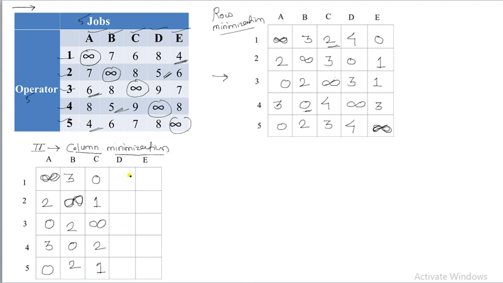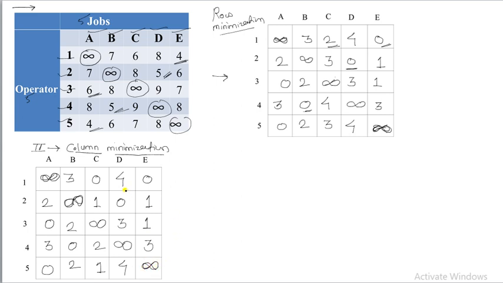In the fourth column, the smallest value is 0, so this column will remain as it is. 4 minus 0 is 4, 0 minus 0 is 0, 3 minus 0 is 3, infinity we are not changing, and 4 minus 0 is 4. In column E, the smallest value is 0. Again it remains the same: 0 as it is, 1 minus 0 is 1, 3 minus 0 is 3, and infinity as it is.